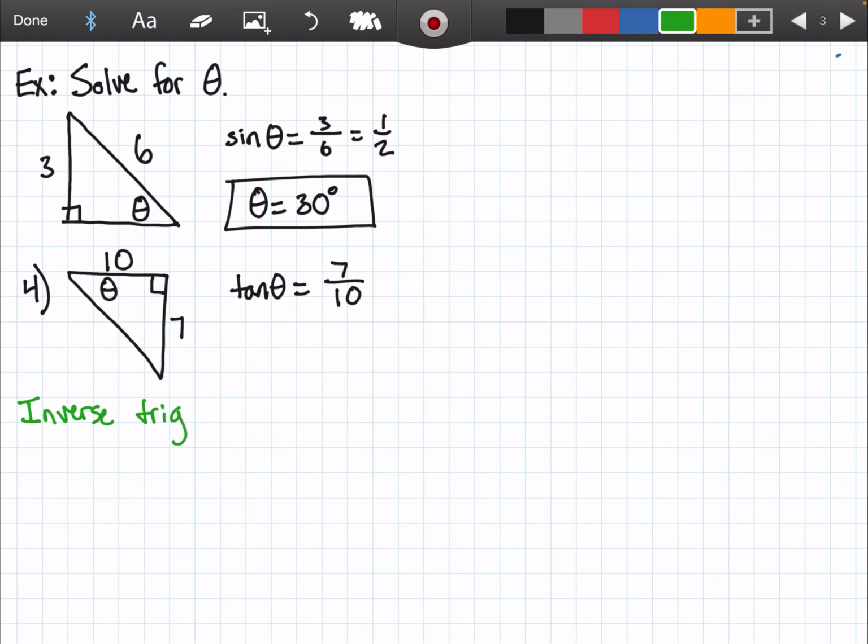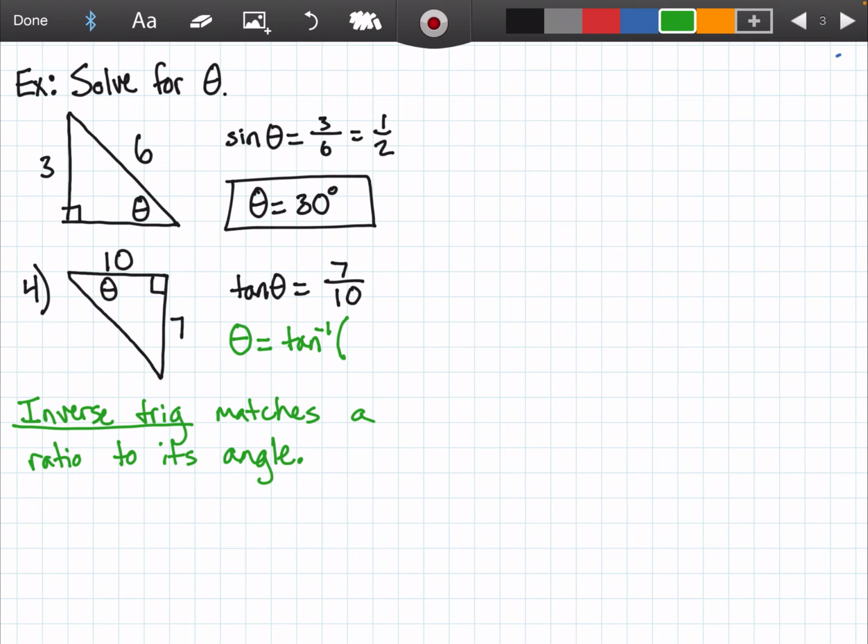And what inverse trig does is it matches a ratio to its angle. And so how that looks is, instead of looking at tangent of my angle equals 7/10, I'm going to take inverse tangent, that's what that little -1 means, it's inverse, of 7 divided by 10.